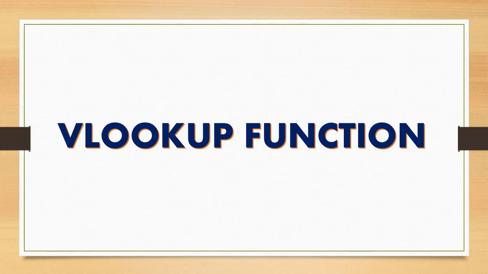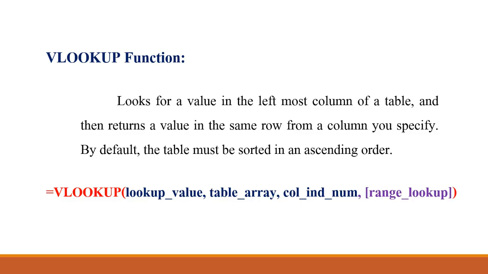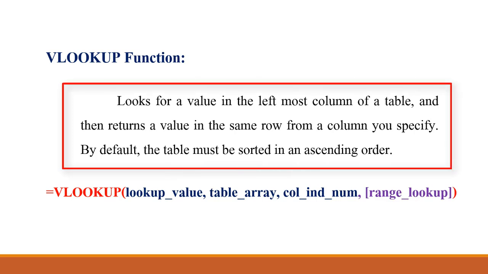Hi friends, in this video tutorial we'll discuss an important function called VLOOKUP. We'll see what a VLOOKUP is and its exact definition. It looks for a value in the leftmost column of a table and then returns a value in the same row from a column you specify. By default, the table must be sorted in ascending order. Simply, we are looking for a value in a table based on the column index number.